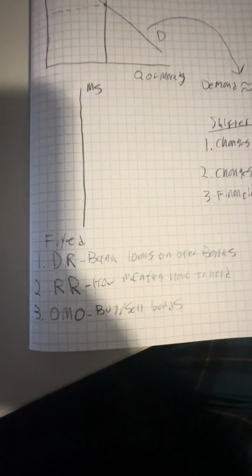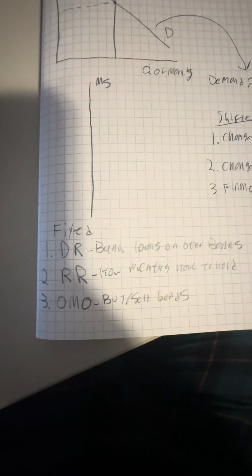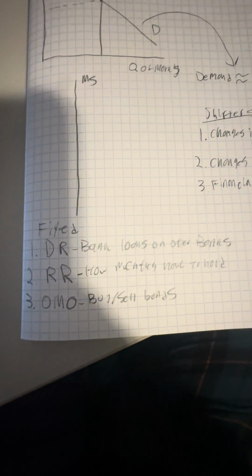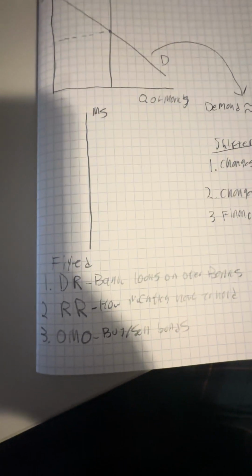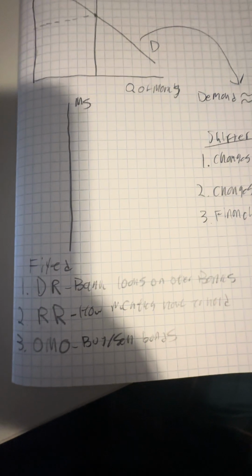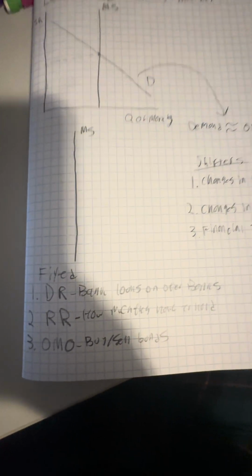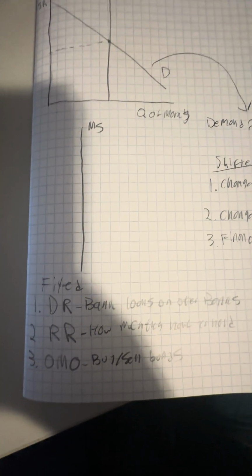And there's three things that can change it. You've got the discount rate, which is how banks loan money onto other banks, and the reserve rate, which is how much they have to hold themselves. So let's say if I had $10,000 and the reserve rate was 10%, I'd have to hold 10% of those $10,000, which would be roughly $1,000.